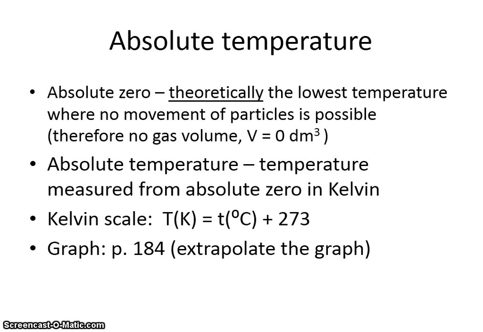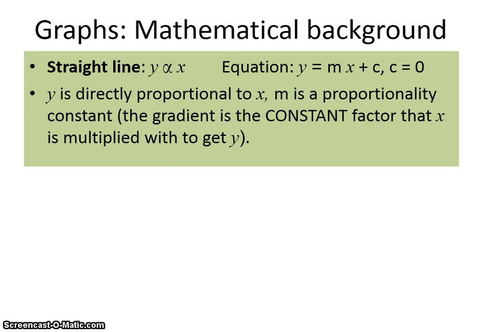Then the graph on page 184. Please look at this graph. It is about extrapolating the graph in order to find the absolute zero on the bottom axis, the horizontal axis. Then a quick mathematical background.